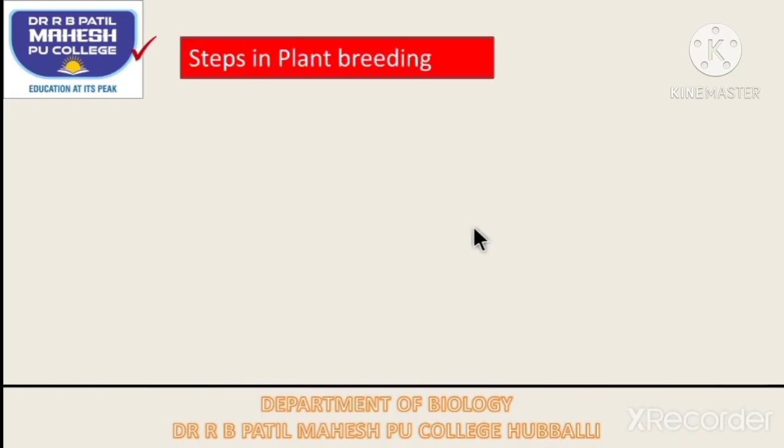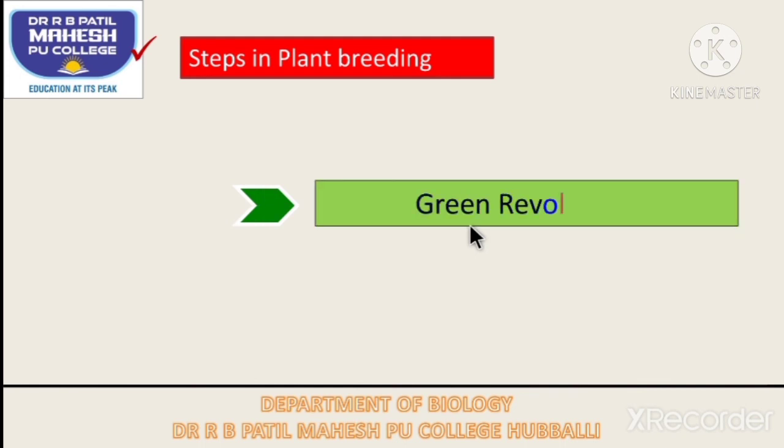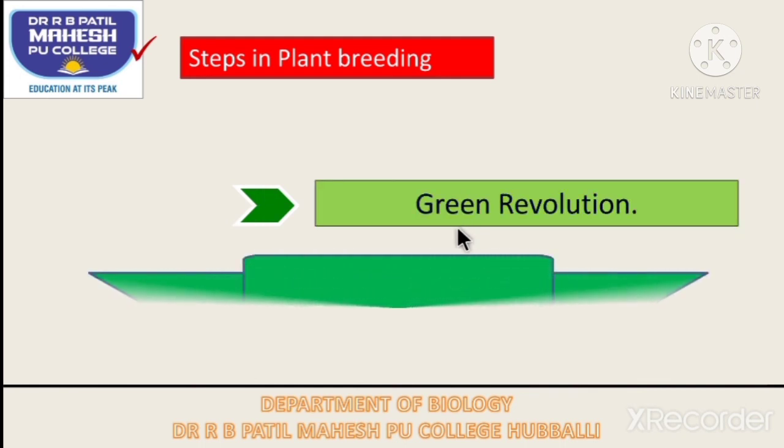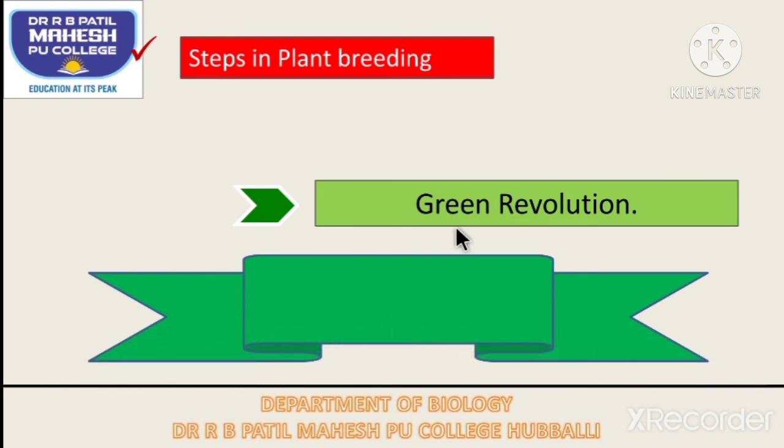So in this video, students, we discussed the steps involved in plant breeding, which is a 5-mark question. The whole video I explained is for 5 marks, whereas in the next video we will discuss the green revolution. Hope you understood the contents of this video, students. Thank you.